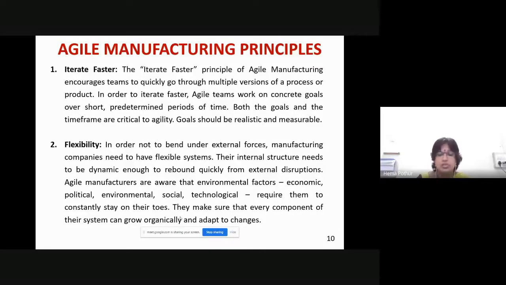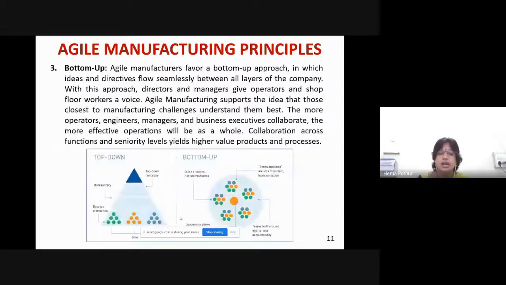You should set the goal, you should design the product such that your product is easily adaptable to any changes that are required by the market. Not making major structural changes inside it, but having the adaptability to make a certain amount of changes here. And this is what the Agile Manufacturing Principle says.